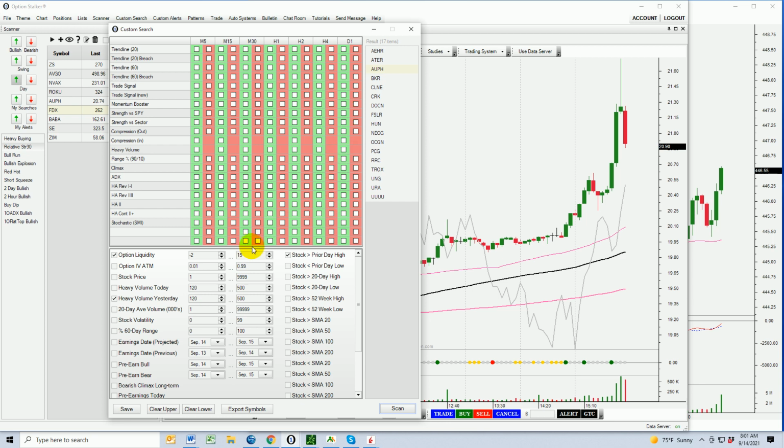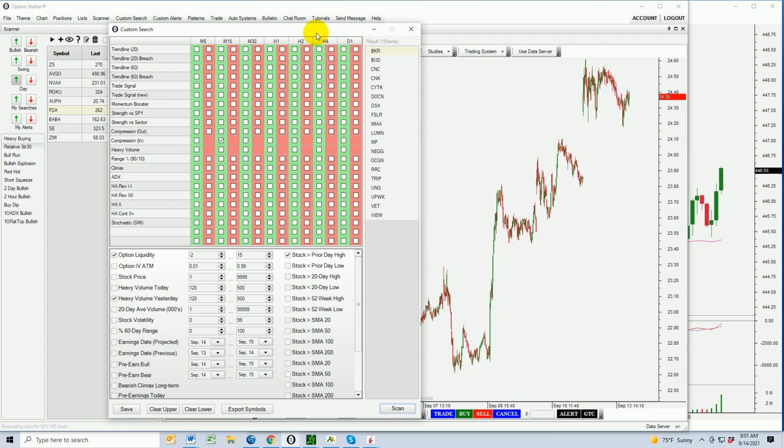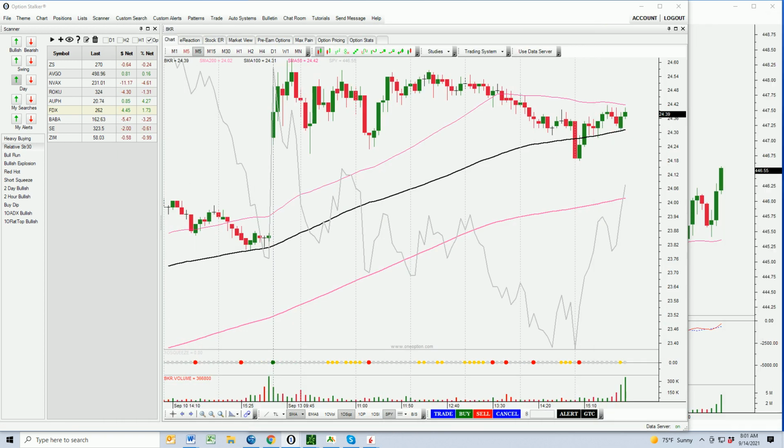This stock is not going to show up in this search because it's out of the compression, but let's do a compression on a, now let's do a 15-minute basis. Heavy volume yesterday, good option liquidity, stock greater than prior day's high. And let's see what we get. This should show us some stocks that are compressing. And I'm going to move this off screen to make it a little bit easier for us.